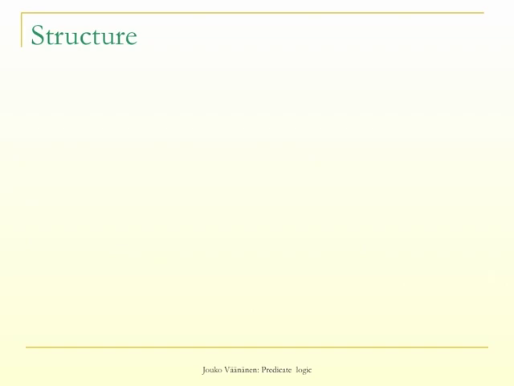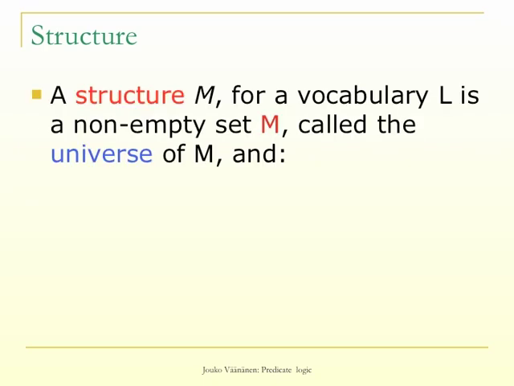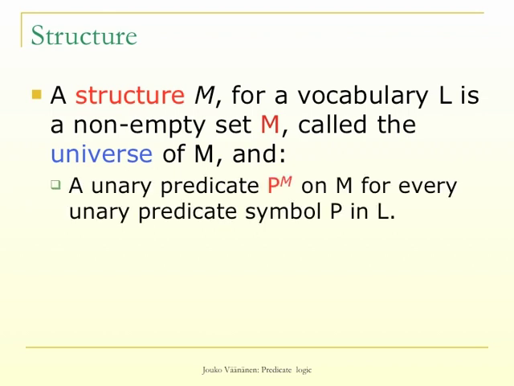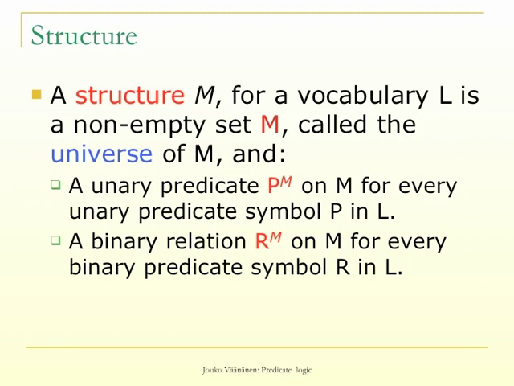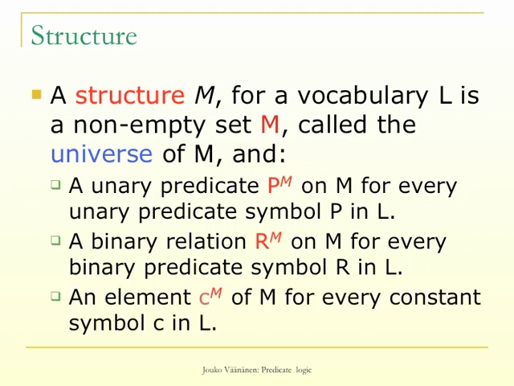And now the definition of structure. So we assume we have a vocabulary L. A structure M for a vocabulary L is a non-empty set M called the universe of M, and a unary predicate P^M on M for every unary predicate symbol P in L. A binary relation R^M on M times M for every binary predicate symbol R in L. And finally an element C^M of M for every constant symbol C in L.